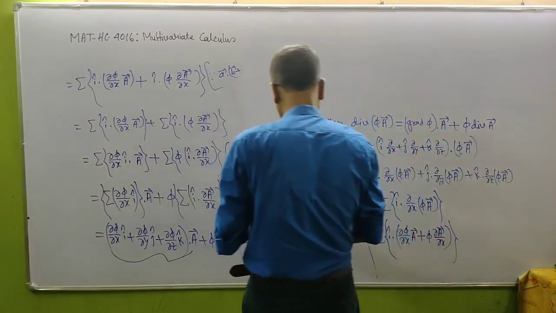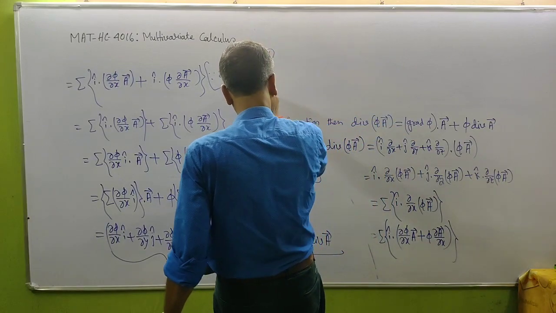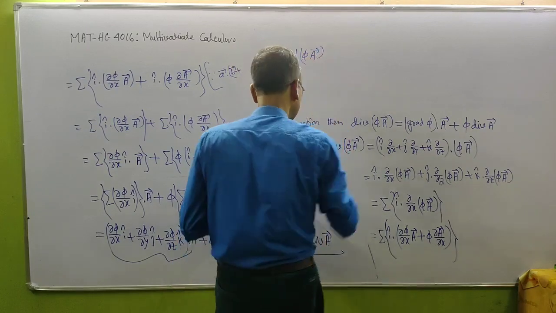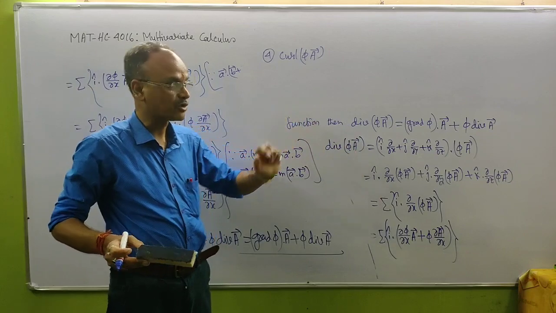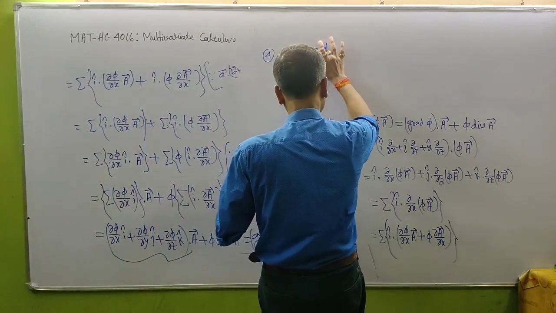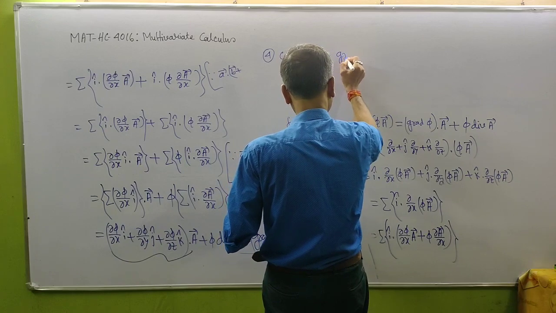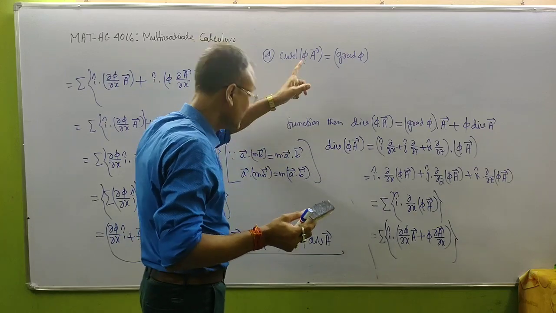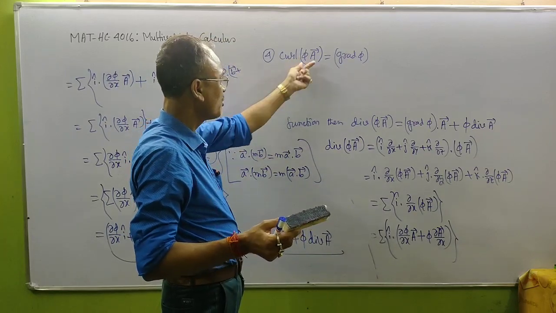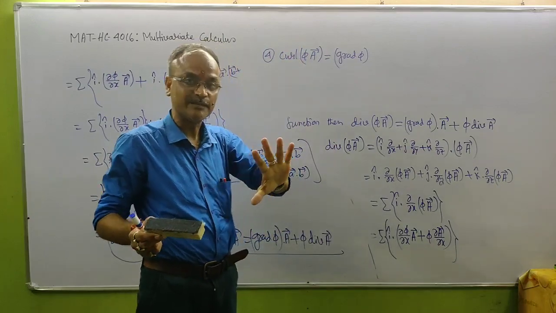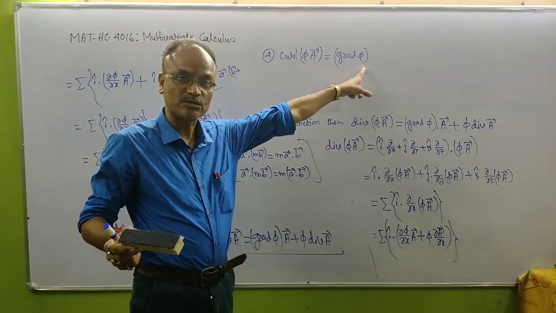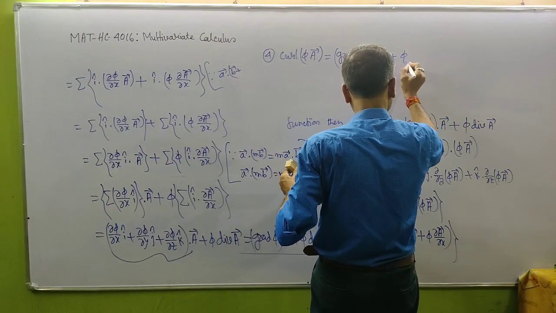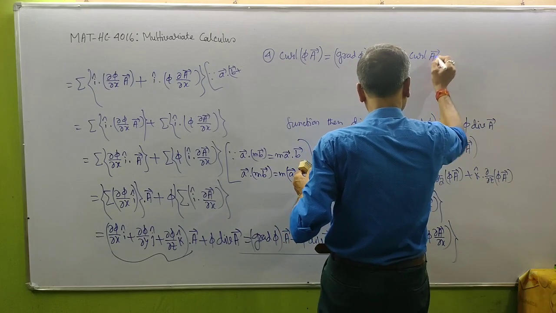Now, number 2: curl of phi A vector. Phi is a scalar quantity, A is a vector quantity. This is equal to gradient of phi. Now you see, curl of a vector quantity is again a vector quantity. You cannot put the dot product here. It will be cross product with A vector, plus phi, it will be curl of A vector.